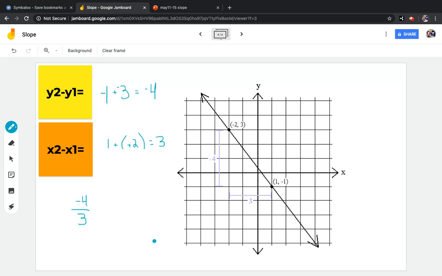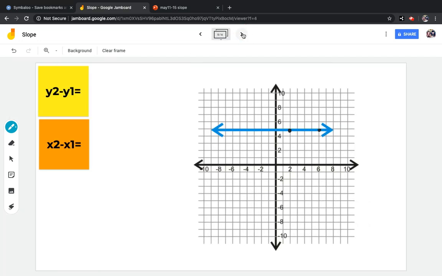Okay, now the other way to think of this is basically when you're counting, well, how many steps down or how many steps up does my slope take? So this would have -4 steps. And then how many steps forward or backwards does it take? So this one would be 3. So my rise over my run.